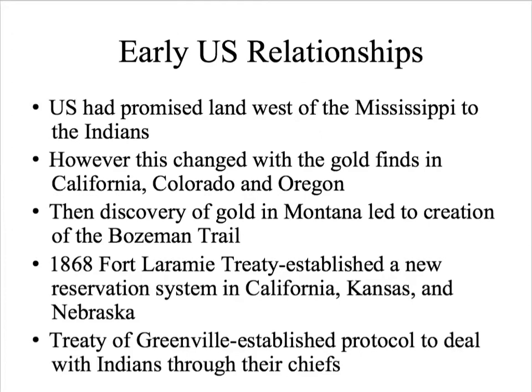In 1868, the U.S. formed a treaty with the Native Americans called the Fort Laramie Treaty. This established a new reservation system, including California, Kansas, and Nebraska. The Treaty of Grenville established a protocol to deal with the Indians through their chiefs. Generally speaking, in the past, chiefs were negotiators of the tribes, but they were not leaders in the sense of a monarch. And so the Treaty of Grenville tried to make things more efficient so that the U.S. could form treaties with the Native Americans through one leader.